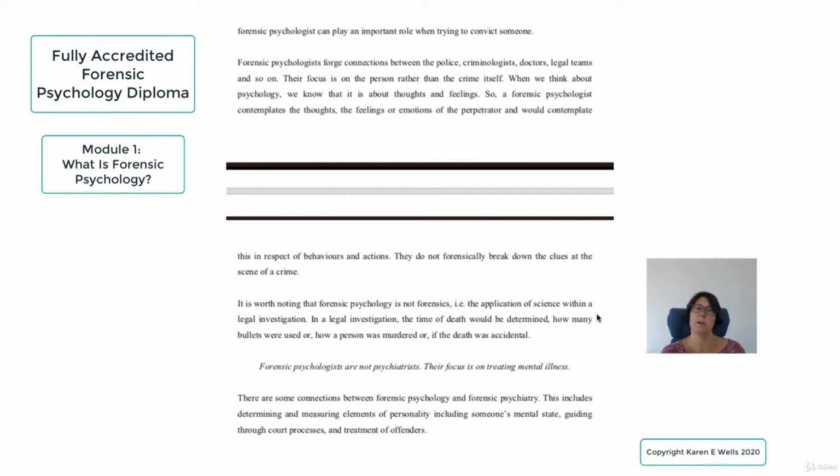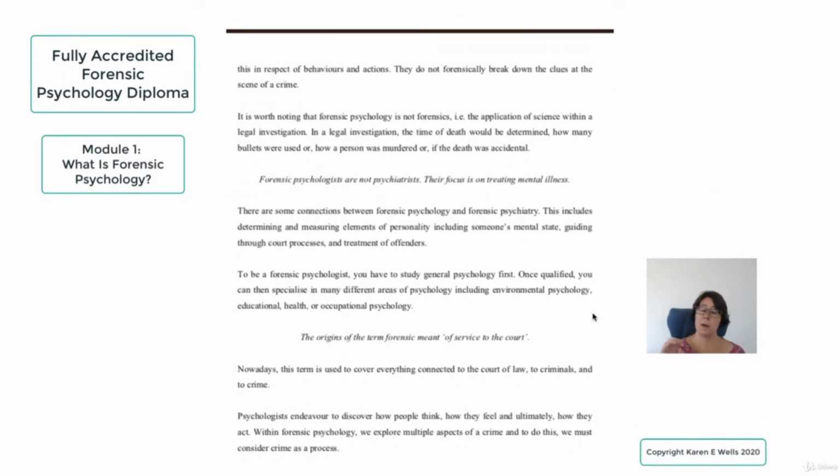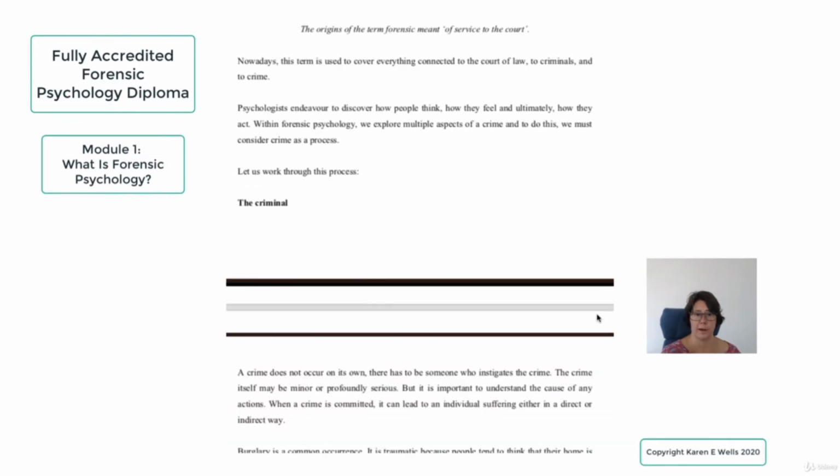So the focus is on one person rather than the actual crime itself. It's about looking at the thoughts and feelings of the person that has committed the crime. So it's worth noting that forensic psychology is not forensics, but it is looking at the thoughts and feelings of that person that has committed the crime.